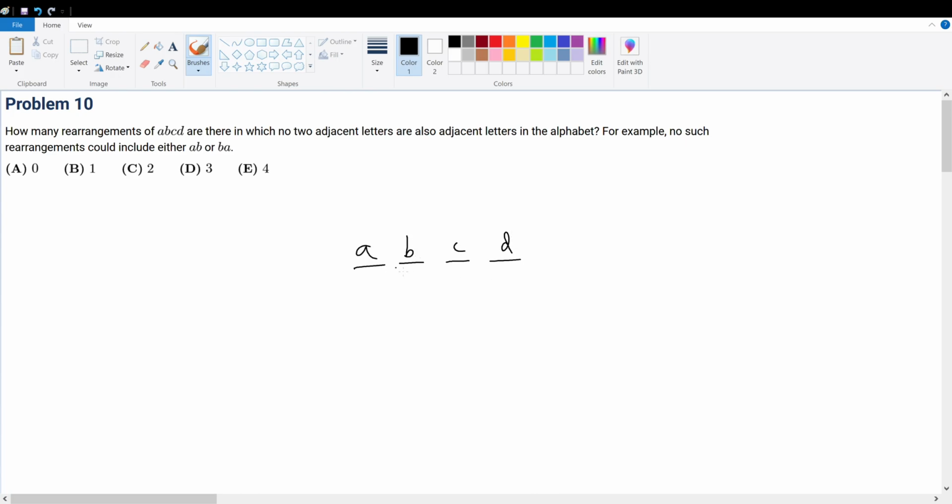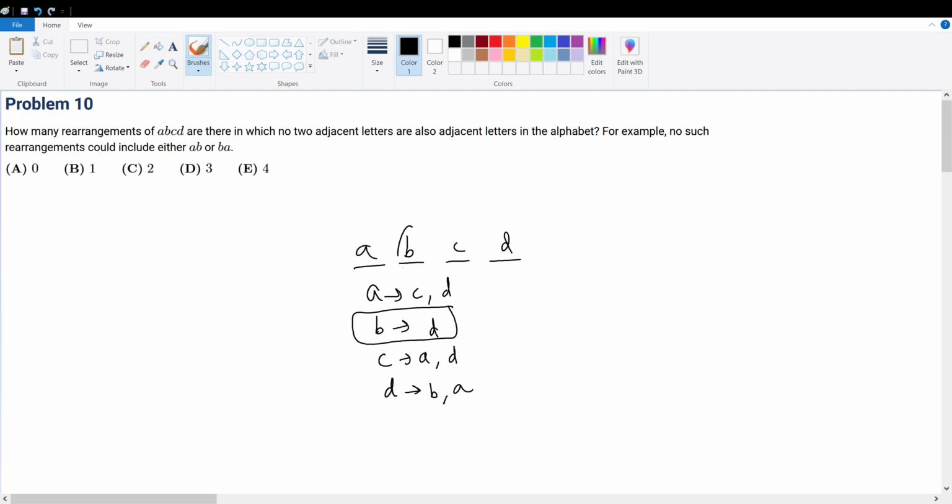If we don't want A, B, C, D to be alphabetical, then that means A cannot be next to B. So A can be next to C or D. B can only be next to D, right? So we have one very restrictive case here, but let's continue. C can be next to A or D, and then D can only be with B, or A. So the most restrictive case here is B, right?